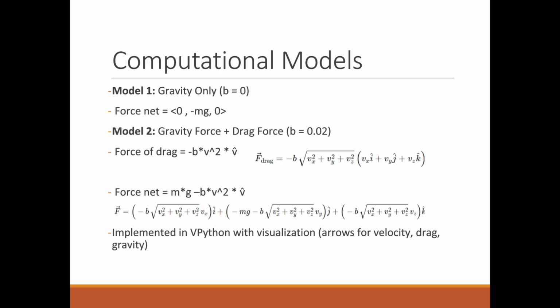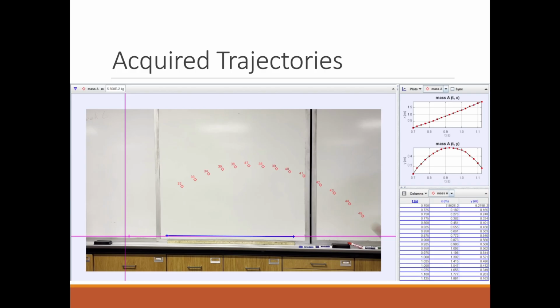Both models were implemented in GlowScript VPython with visualizations that showed arrows for velocity, drag, and gravity. Movement also only pertains in the x, y planes, so there's no need to represent a third dimension, or z.